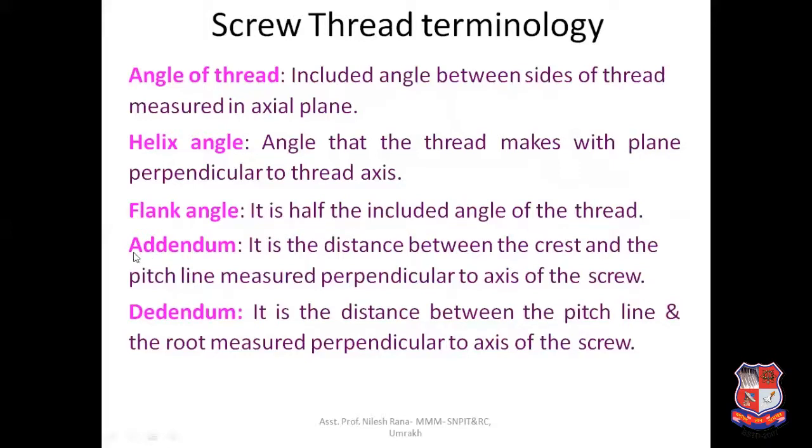And addendum. It is the distance between the crest and the pitch line measured perpendicular to the axis of the screw. So it is the distance between the pitch line and the upper portion of the crest, that is called the addendum. Dedendum is the distance between the pitch line and the root measured perpendicular to the axis of the screw. It means the distance between the pitch line and bottom portion of the screw thread up to the root. It is called the dedendum.